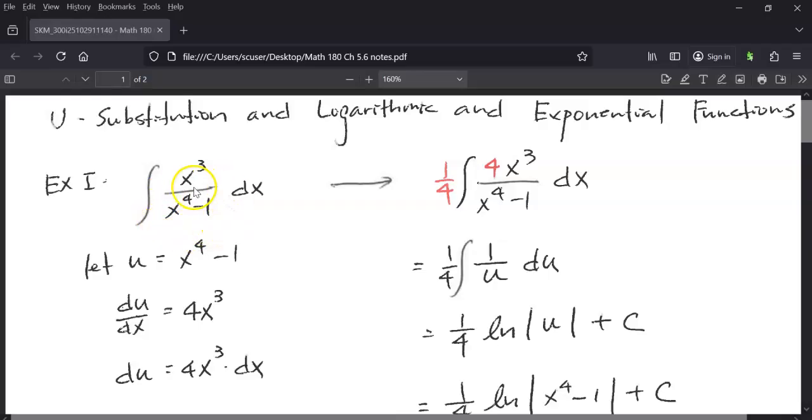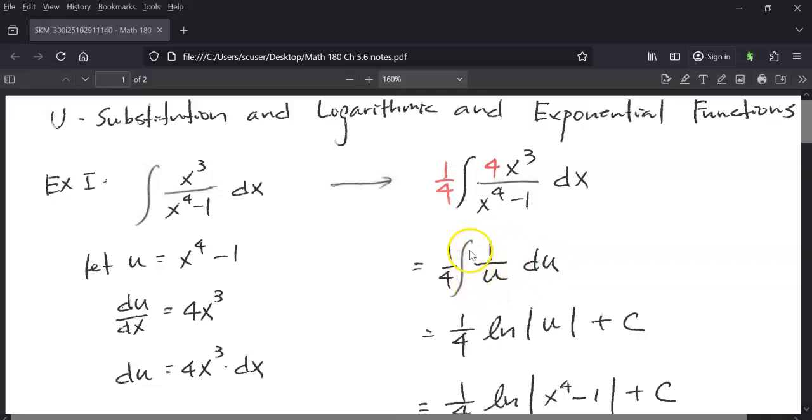We're going to let u equal the denominator, u equal to x to the fourth minus 1. du dx equal to 4x cubed, and when we cross multiply, du equal to 4x cubed dx. Like what we learned before, we need a 4x cubed dx. Well, it's missing a 4, so we're going to put a 4 here, and then we're going to have 1/4 outside to balance it out. So now we can do a u substitution. It's 1/4 integrate 1 over u du.